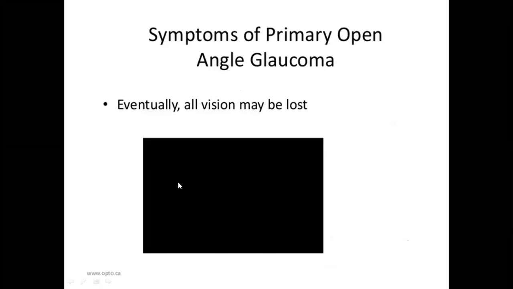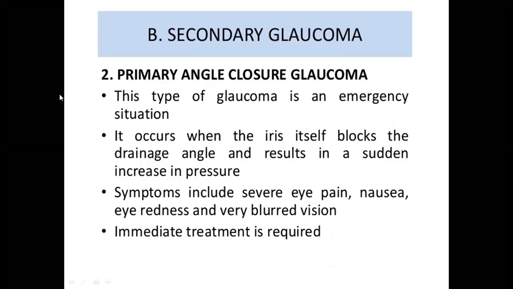If the intraocular pressure has raised, slowly and gradually the peripheral vision is lost, then the central vision is there, but slowly and gradually the central vision is also lost. So complete blindness occurs. So that is primary open angle glaucoma.